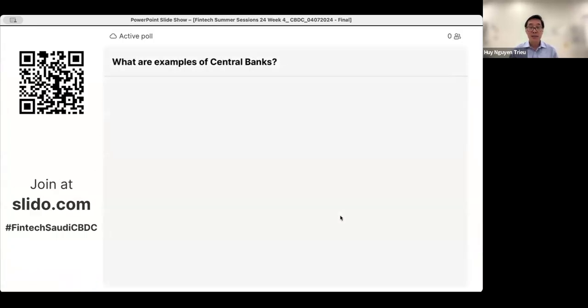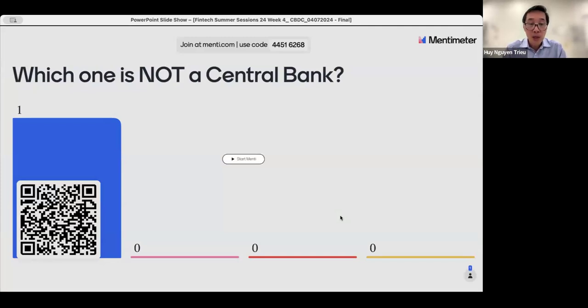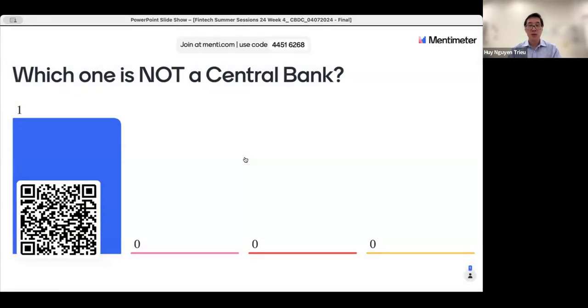And let me ask you a question, for example, between those four different organizations, one which is the Federal Reserve, the other one which is the Financial Conduct Authority, the third one being SAMA, and the fourth one being the Bank of Japan, which one is not a central bank? So let me start this one. So which one is not a central bank?